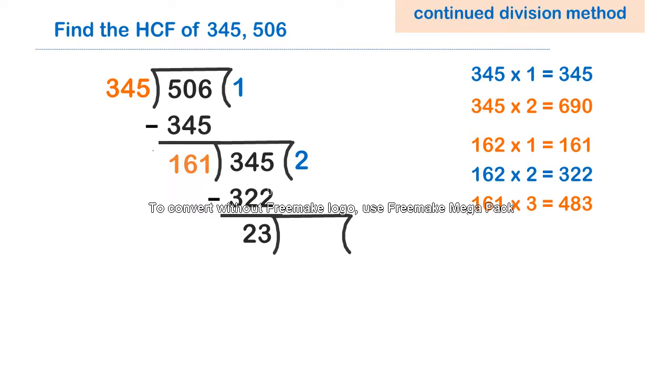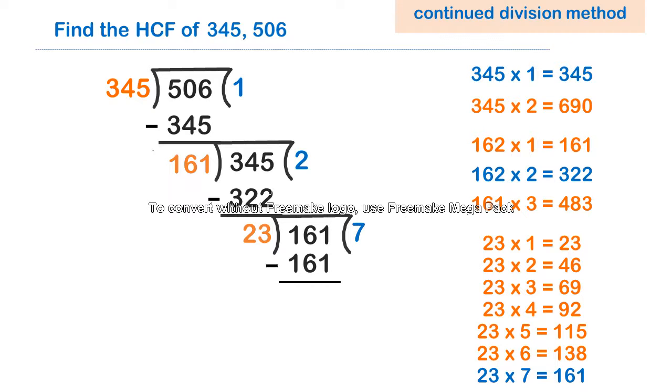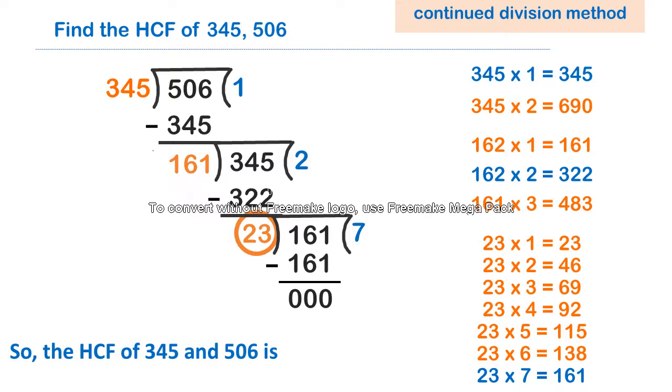Again, now we need to take this remainder as the divisor and divide the previous divisor 161 by it. See the table. 23 sevens are 161. So write 7 as the quotient and write 161 below 161 and subtract. We get 0. If the remainder is equal to 0, this means we need to stop here. So the divisor of the last step is the HCF of 345 and 506.